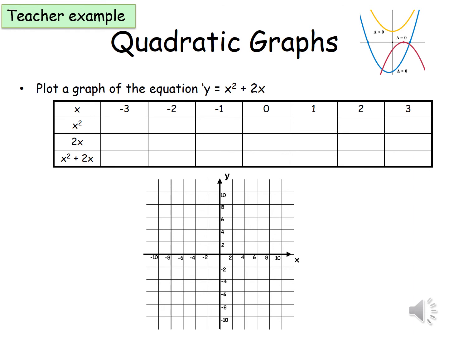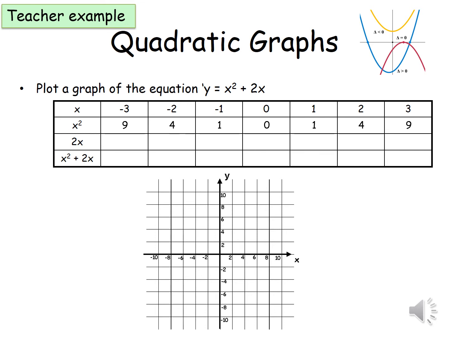So let's break it down. Let's concentrate just on the x squared values. So minus 3 squared will give me positive 9. Minus 2 squared is positive 4. Minus 1 squared is positive 1. And then 0 squared is 0. When x equals 1, 1 squared is 1. 2 squared is 4, and 3 squared is 9.